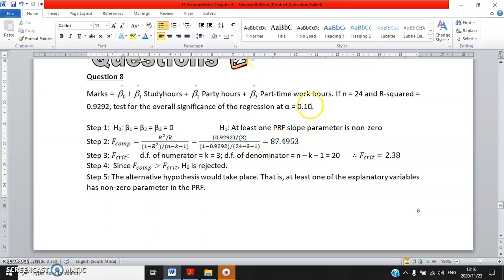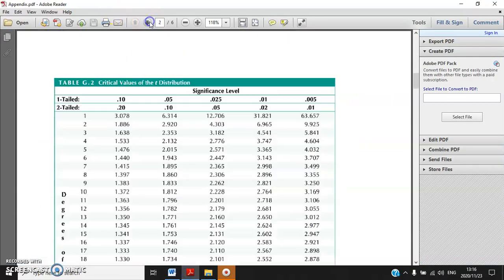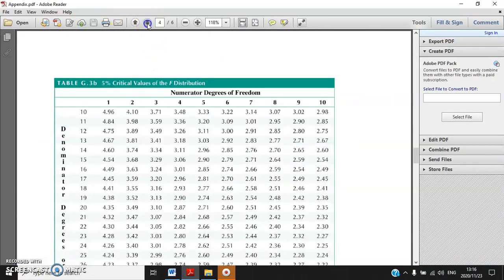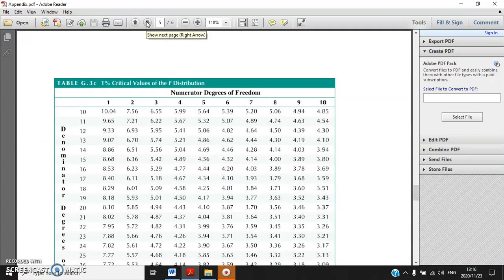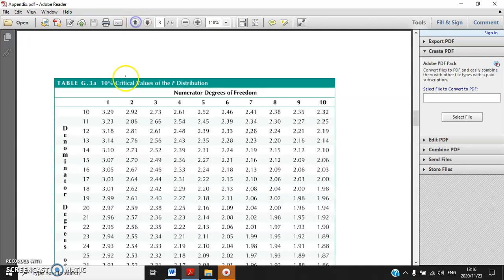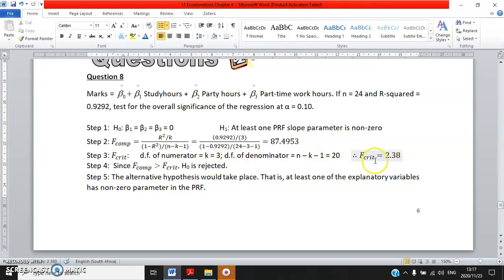For the critical F stat, alpha is 10%. The degrees of freedom of the numerator is 3 and of the denominator is 20. So 3 and 20, and then the F table. There are 3 F tables, so it's a bit different from the table in Eco 311: 3 separate tables, one for each alpha. Since alpha is 10%, we have to use this one. Is it 3 and 20? Then isn't my critical F stat 2.38? Yeah, 2.38.